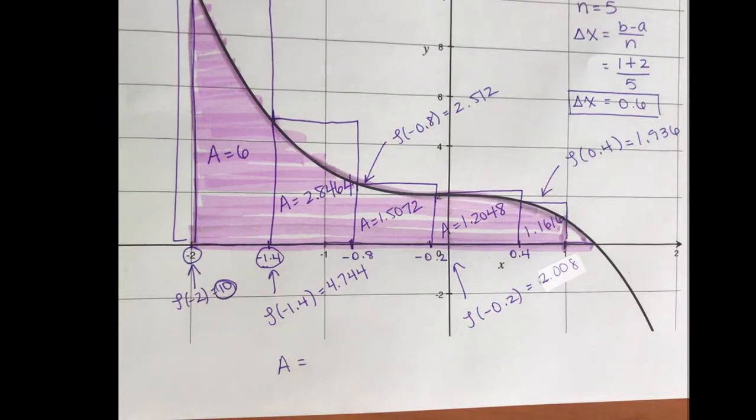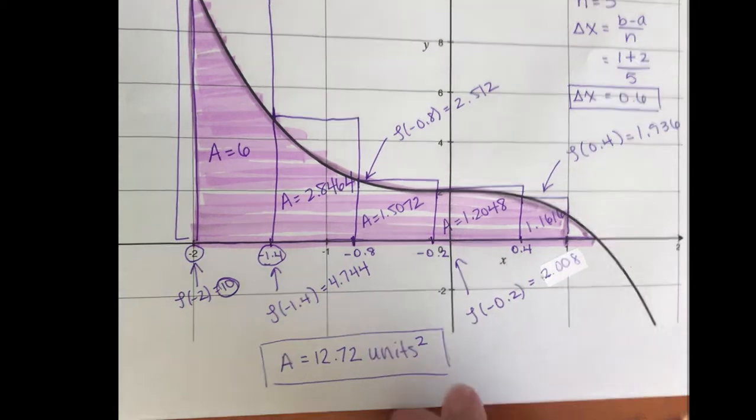So I have 6 plus 2.8464 plus 1.5072 plus 1.2048 plus 1.1616, and I get an area of 12.72.